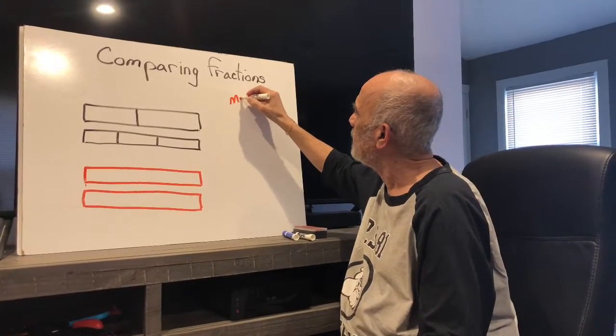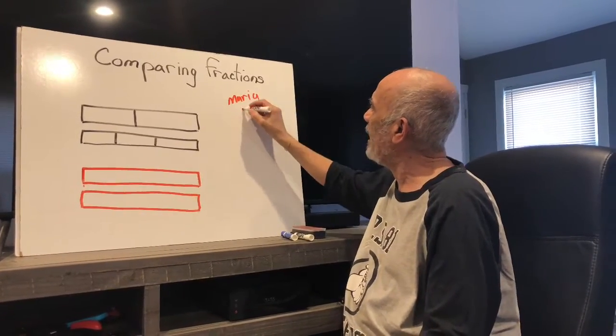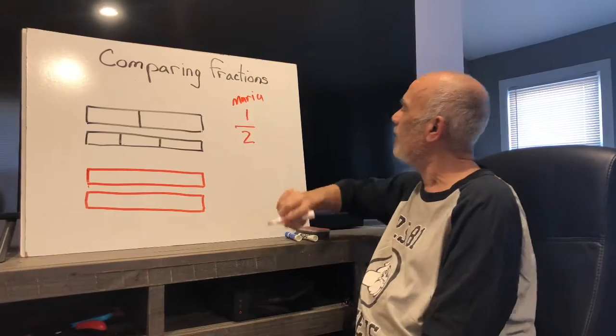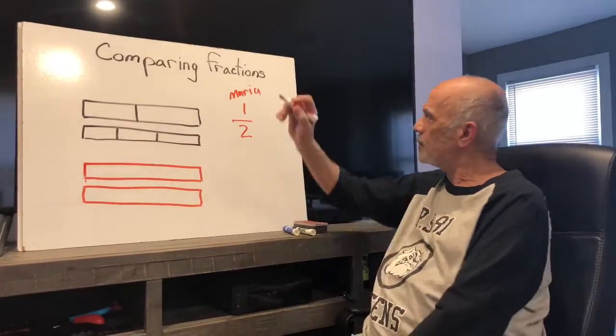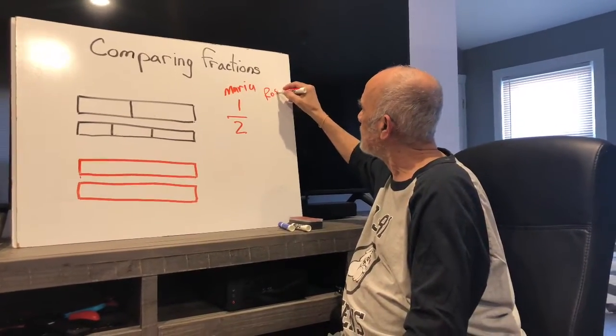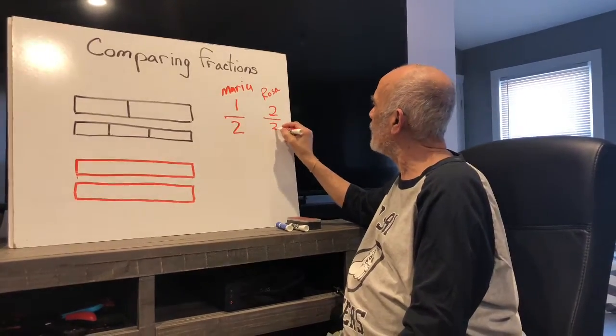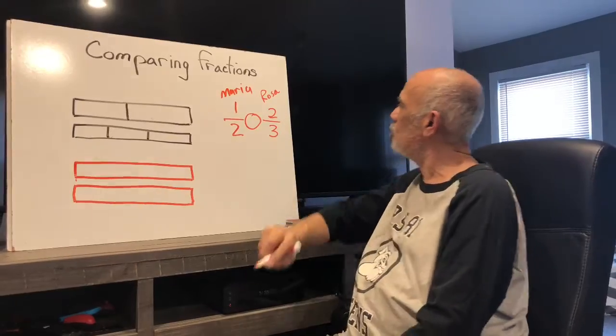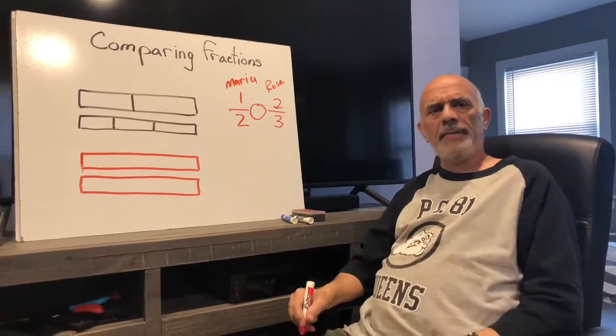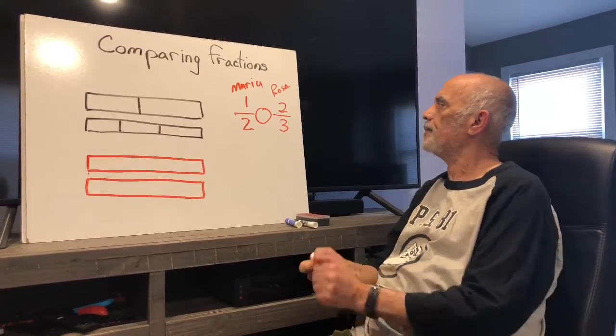Maria ate 1/2 of her candy bar. Rosa ate 2/3 of the candy bar. Who had the most? Let's look.